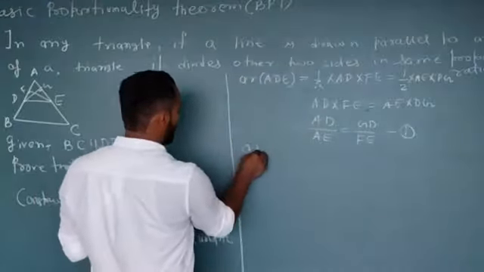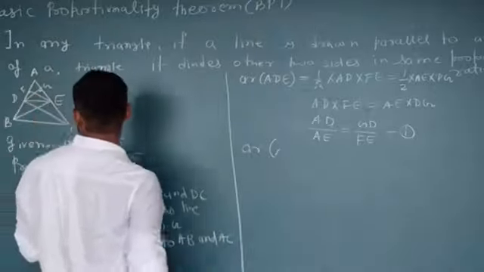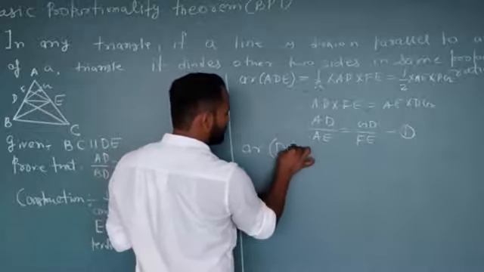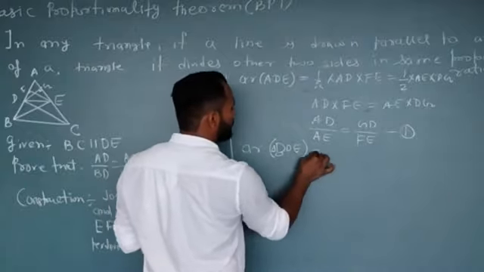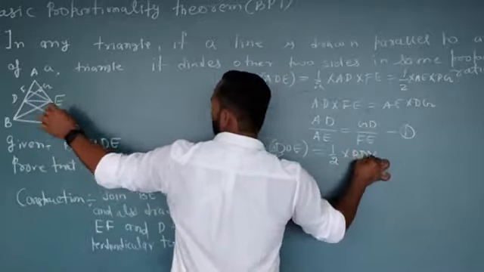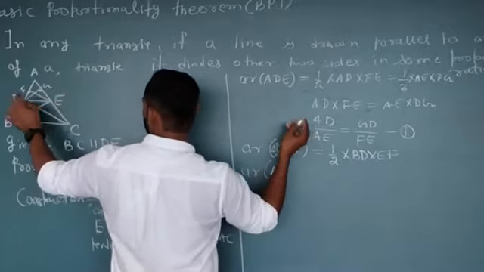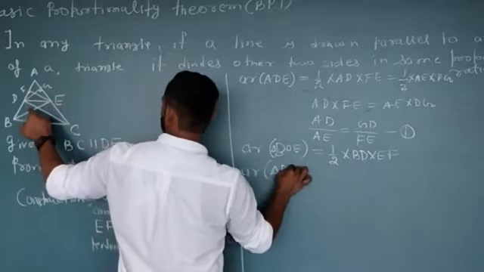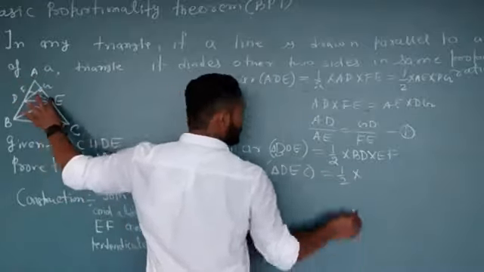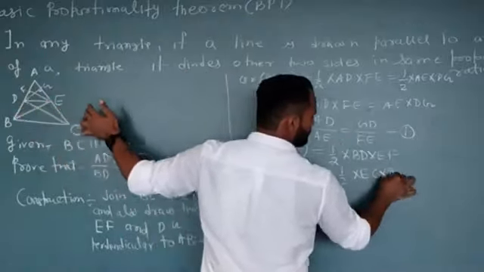Similarly, we can write area of triangle... We have not joined them, so let's join them. We can write area of triangle BDE. What is the area of a triangle? Half into base, and base is BD, and height is EF. Similarly, you can write area of triangle DEC. Half into base, which is EC, into height, which is basically DG.